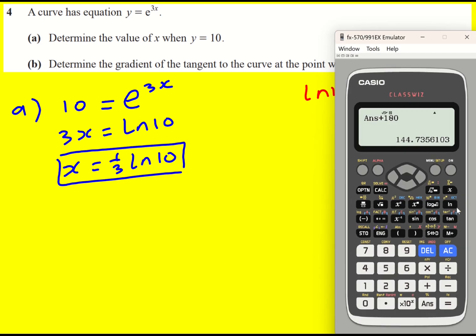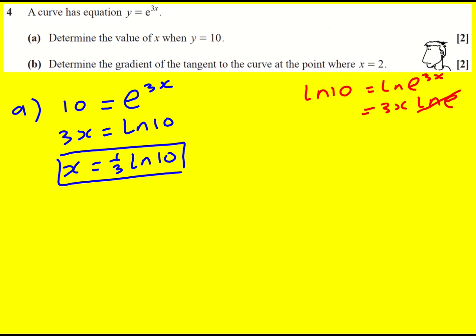You could write it to three significant figures if you want. It doesn't really specify whether to write it exact or not. So 0.768, for example.